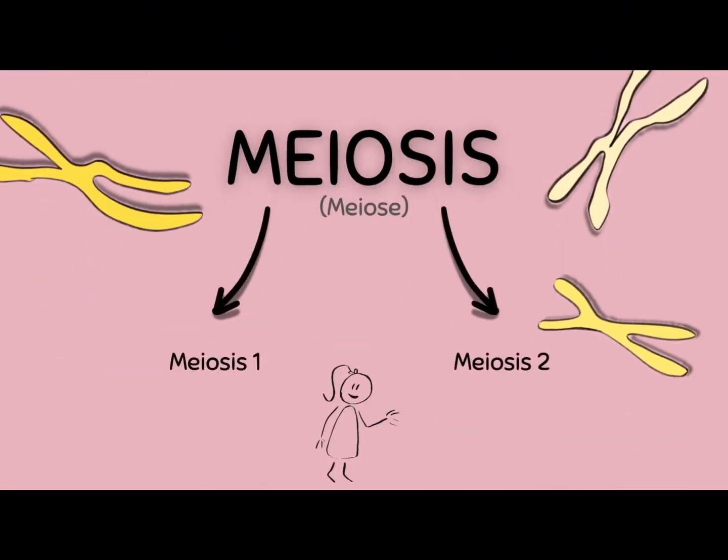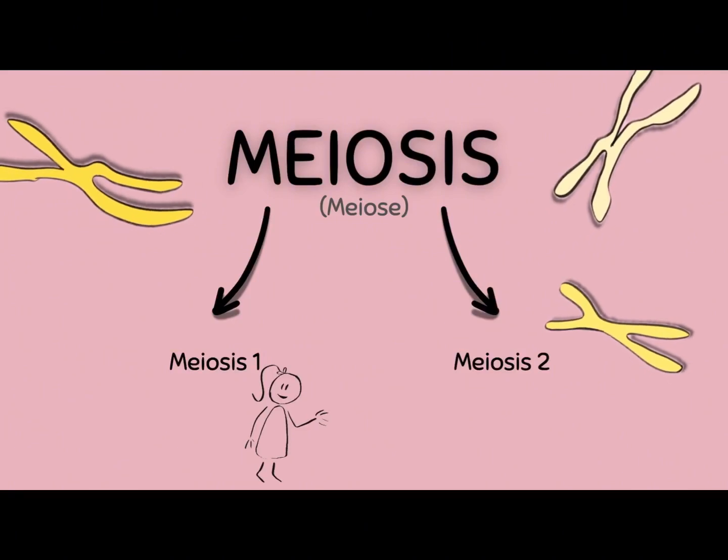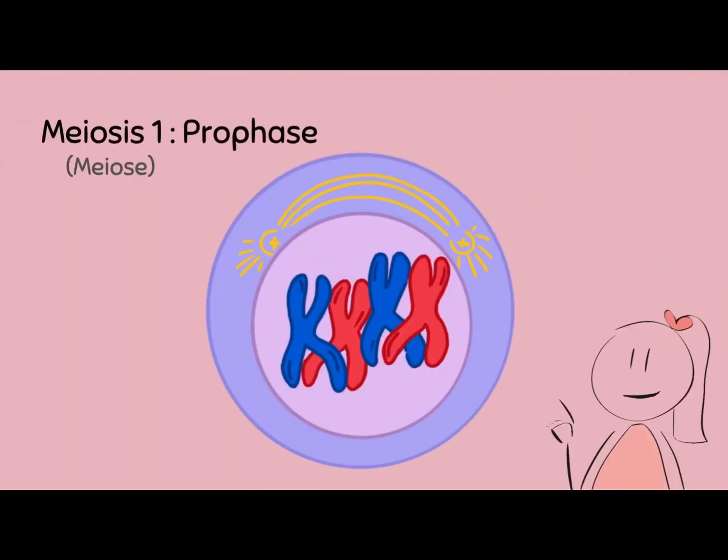There's meiosis 1 and there's meiosis 2. Let's dive into meiosis 1. It all starts in the prophase. Here the chromosomes condense and become visible as sister chromatids. Homologous chromosomes, one from each parent, pair up. This pairing enables crossing over, where segments of genetic material are exchanged, which creates genetic diversity.